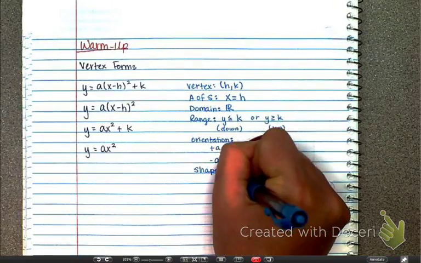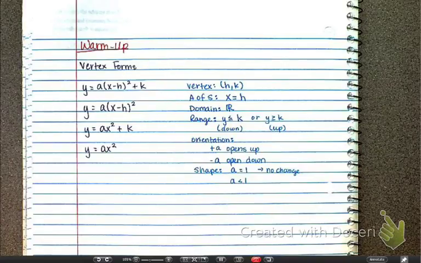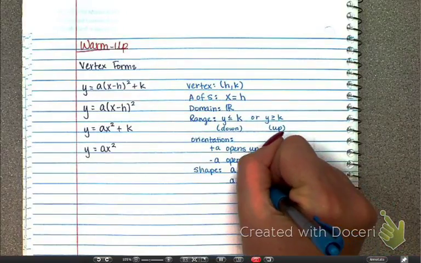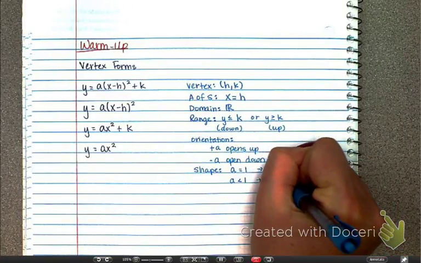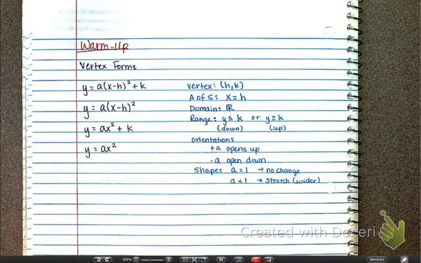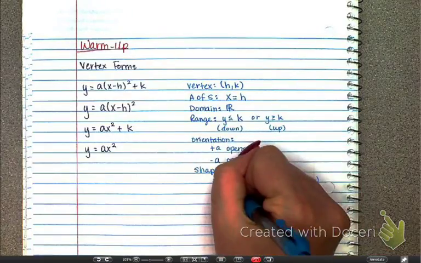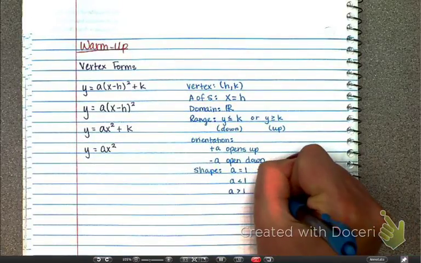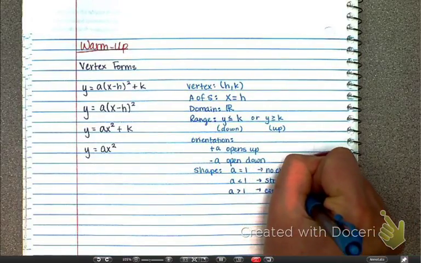If a is less than 1, so typically this will be a fraction. However, you need to be careful and make sure your fraction's not larger than 1, like 3/2. Okay, if a is less than 1, what happens? It's a stretch, so it gets wider. I am okay if you write stretch or wider. Both of them are correct. I don't care. And then if a is greater than 1, what happens? A compression, or we can say it gets skinny.